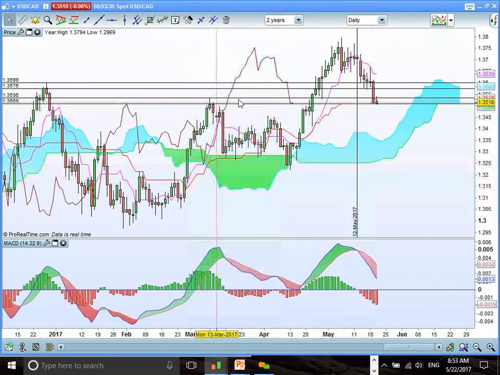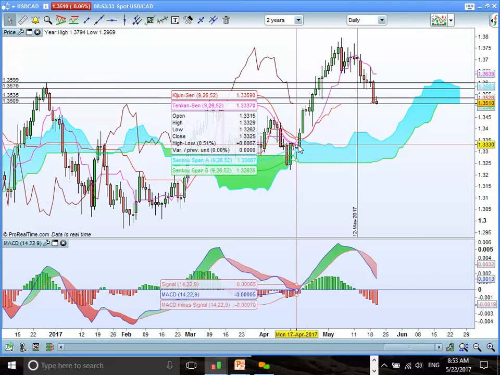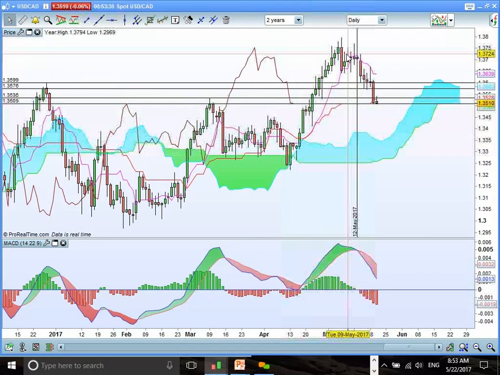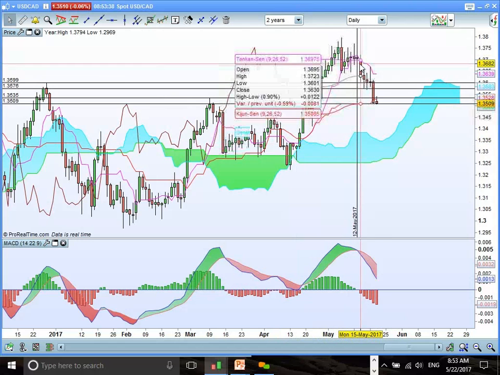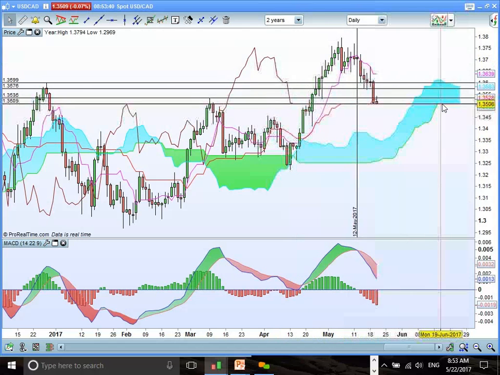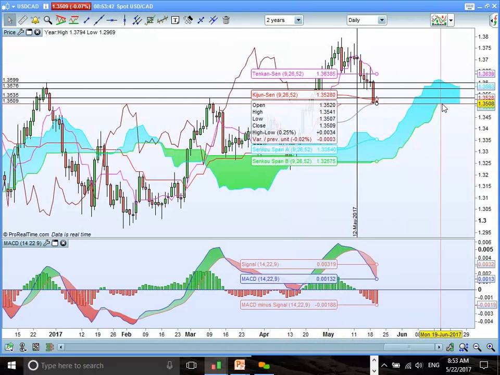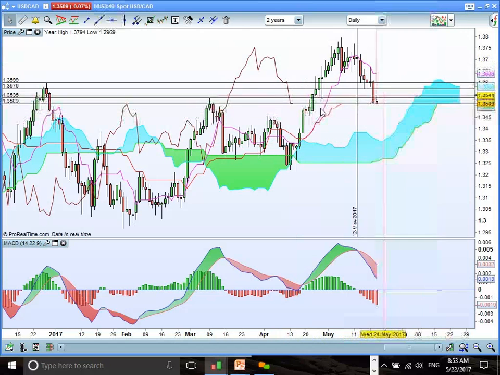US dollar CAD had a strong rally after a successful rebound from the cloud here. Support, nice MACD buy. Strong rally then. We had a bit of profit taking place. It's now drifting lower, testing support at the bottom end of the cloud here, the front part of the cloud, 135.08. It's going to be interesting to see if that support's going to hold this week.